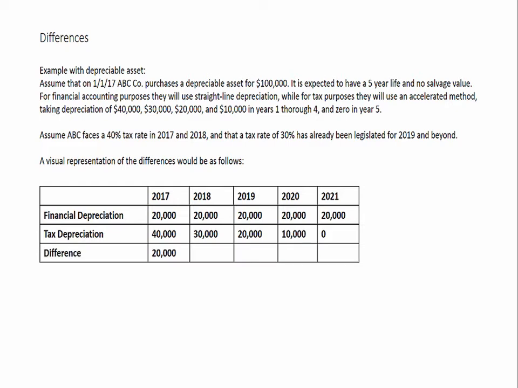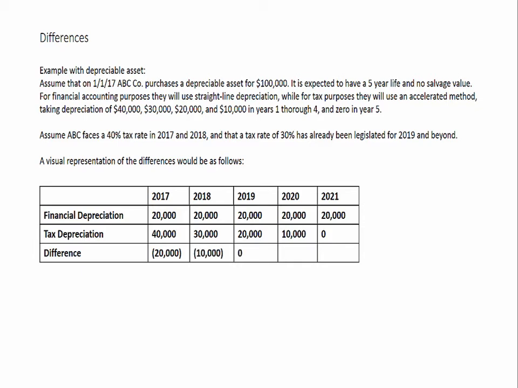And again, this is going to be the originating difference, and we have to decide whether this is a taxable or a deductible difference. Now we're talking about an expense here, depreciation expense. We're taking $40,000 of depreciation expense for tax purposes, only $20,000 for financial purposes. That means we're taking more depreciation for tax purposes, which means less income for tax purposes, which makes this a deductible difference. And deductible differences traditionally are put in parentheses.